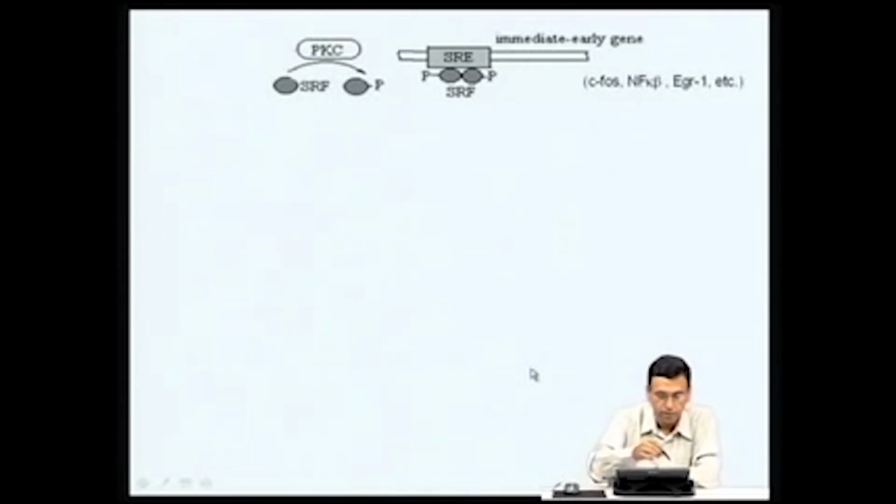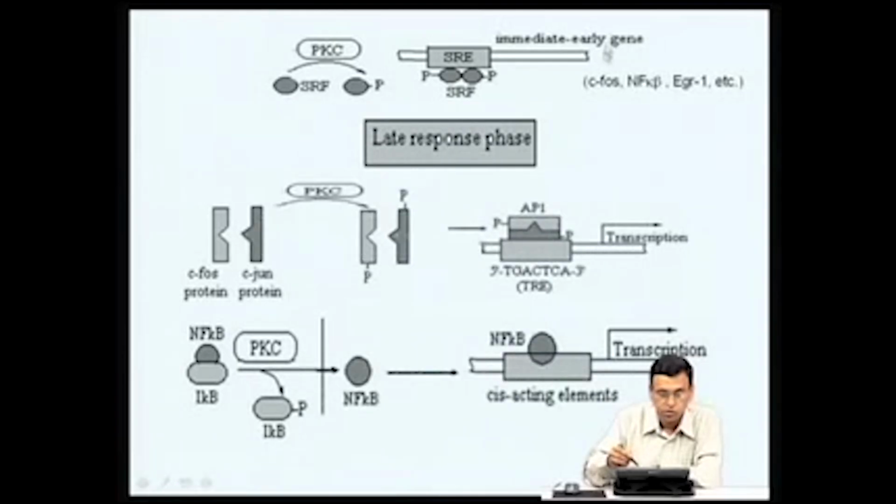I have now given a very brief schematic of how protein kinase C acts, summarizing what I have discussed so far. Once protein kinase C is activated in the cell by enzymes like phospholipase C, and through the binding of diacylglycerol and calcium, it phosphorylates serum response factor. The phosphorylated serum response factor goes and binds to the serum response elements present in the promoters of immediate early genes, which could be CFOS, NF kappa B, EGR1 and so on. As a result, all these immediate early genes are transcribed and translated, and proteins like CFOS, CJUN and NF kappa B are again phosphorylated by protein kinase C and therefore activated.